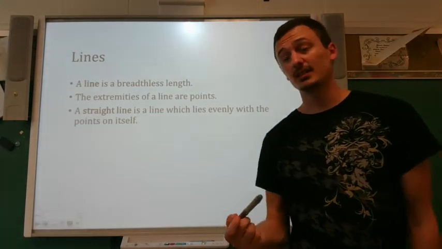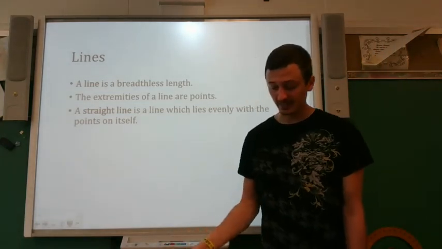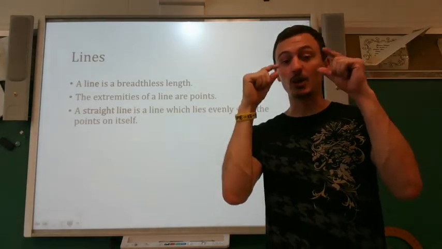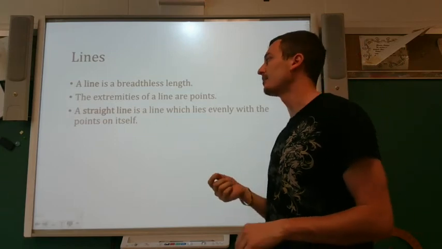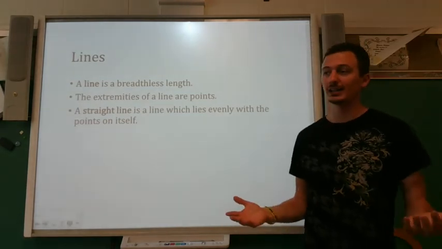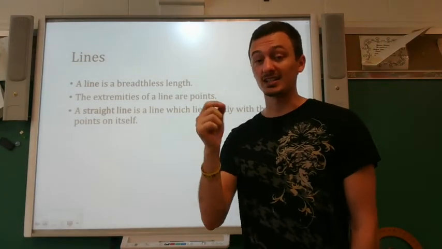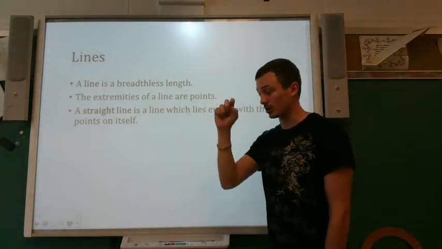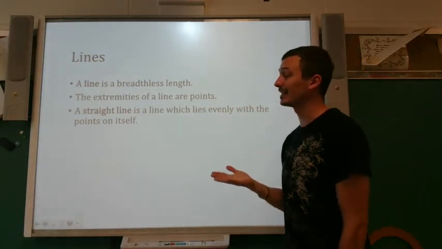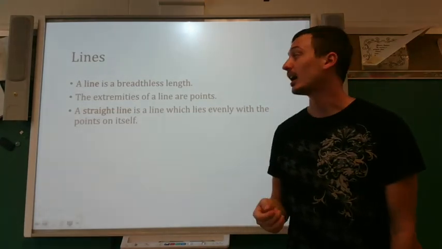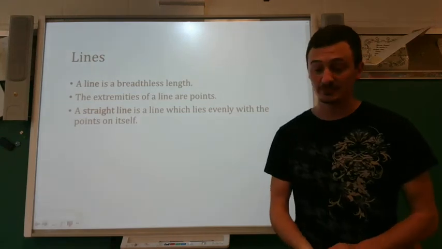Then there's lines. Euclid defined a line as a breadthless length. It is something that has length but no width. It is like a piece of string, except a string has width. A line is nothing. When we draw a line, we could measure the thickness of the pencil or the pen or the marker or whatever we use to draw the line, but we can't actually measure the width of a line. It has no width. And Euclid says the extremities of a line are points.